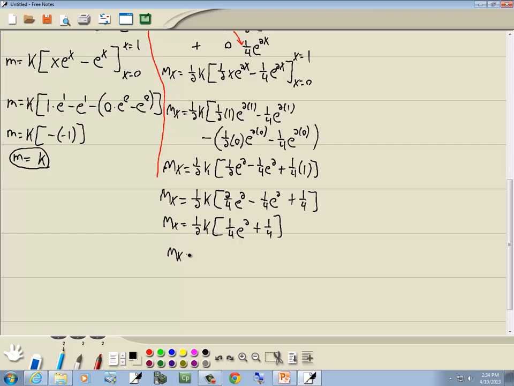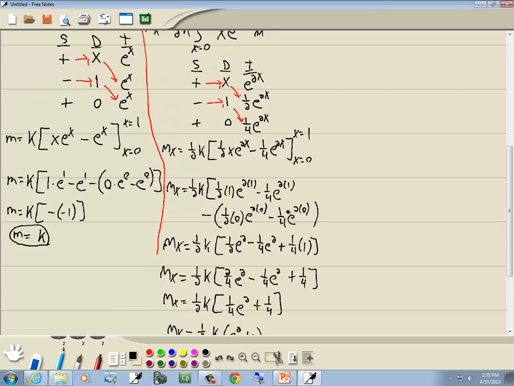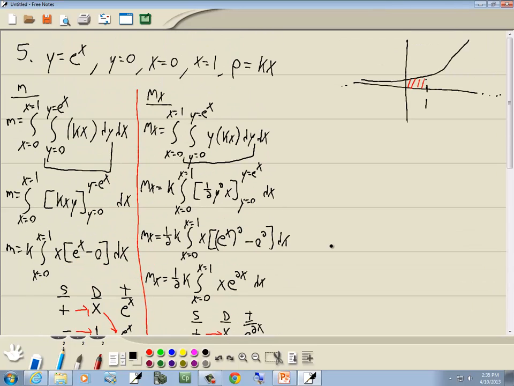Now k I'll leave out in front, but I'll go ahead and multiply the 1/2 through. Maybe. I'm lying to you. I'm going to go ahead and factor it out in front. I'll take these 1/4 out in front, and that gives us 1/8 k times e squared plus 1. Now I don't know which way it'll be the simplest form. It'll make more sense once we put it into the fraction. Now, assuming I didn't make a basic math error somewhere along the way, that's our moment with respect to x. Well, let's find our moment with respect to y.